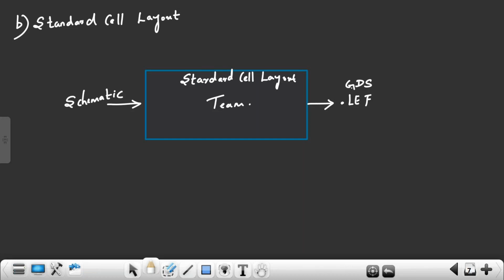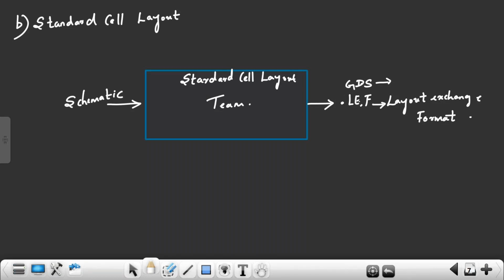They'll give the GDS file because layout can be stored only in two formats, GDS format or LEF format. GDS stands for graphical data stream. LEF stands for layout exchange format. For all the standard cells, they will draw the layout. We physical design engineers are not going to draw the layout. There is a separate team called the standard cell layout team. And that layout information is present in which file? LEF file or GDS file.